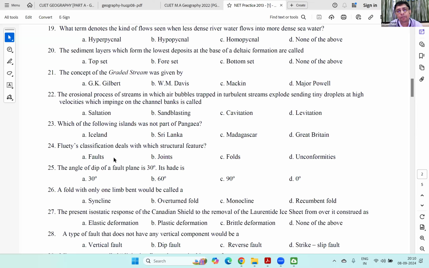Okay, then a type of fault that does not have any vertical component. একটা fault যার কোনো vertical component নেই, সেটা কি? সেটা কি type of fault? Vertical fault, dip fault, reverse fault, strike slip fault. এটা strike slip fault, কারণ the two blocks have gone side by side.